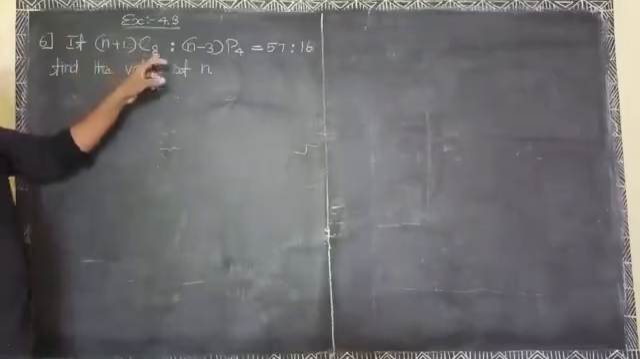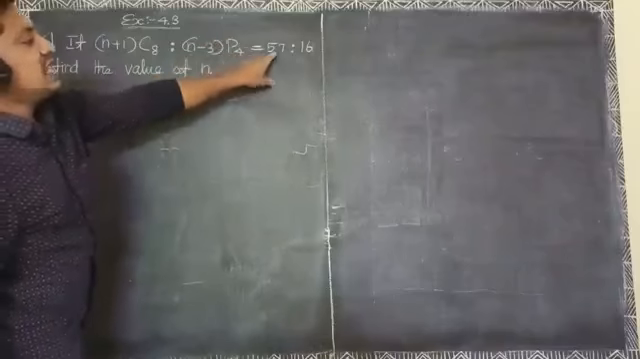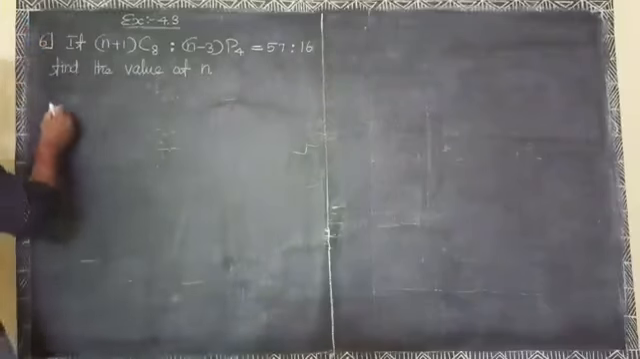Next, problem number 6. If (n+1)C8 : (n−3)P4 = 57 : 16, find the value of n. Okay, solution.